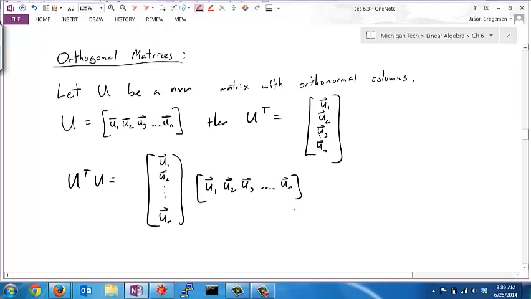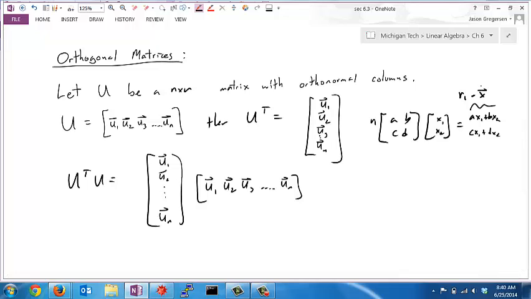Well, when I do that multiplication, what does it look like? If I took A, B, C, and D and multiplied it by x1, x2, that first entry would be A times x1 plus B times x2. Then I would have C times x1 plus D times x2. But that first entry is really just the first row dotted with my x vector. It's just doing a dot product of this row and this column. That's what I do when I do this multiplication.